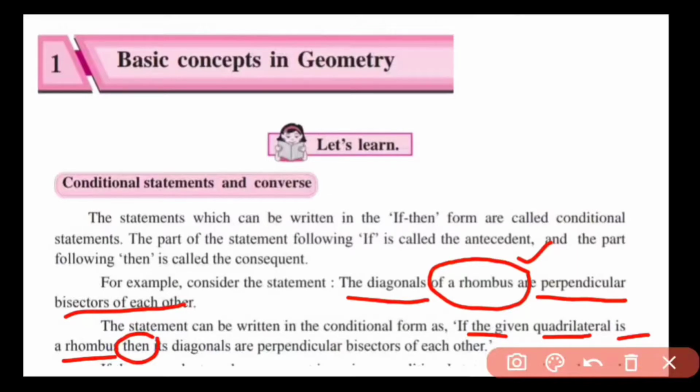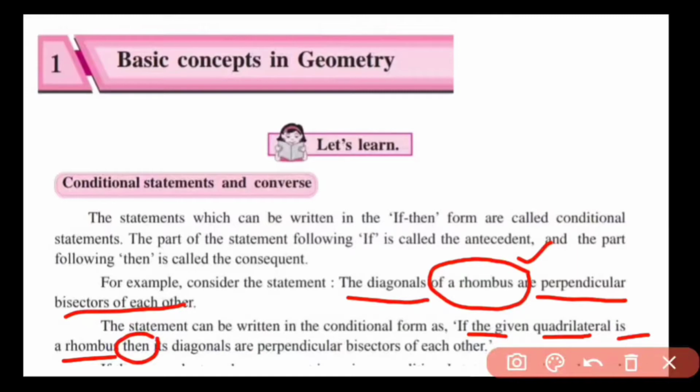As we can see, after if, the sentence written is the antecedent. As I have told you, antecedent means problem or question. So if the given quadrilateral is a rhombus, this is the question. Then what will be its answer? Then its diagonals are perpendicular bisectors of each other is the answer, which is known as the consequent of the sentence. In this way, we have to write the conditional statement.